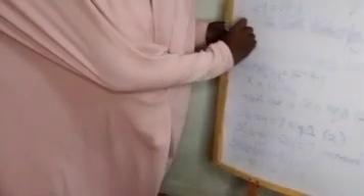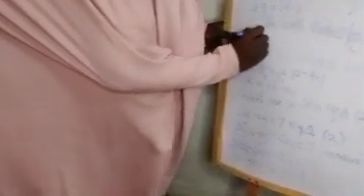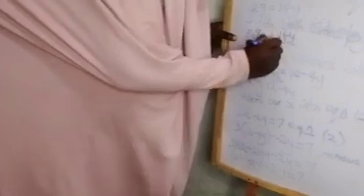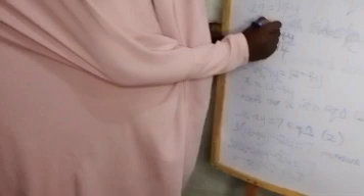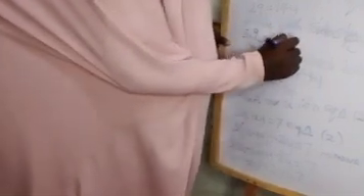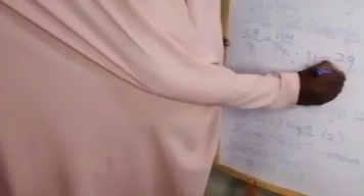Divide both sides by 14. So we have 29 all over 14 equals 14y all over 14. So 14 cancels 14. Therefore our y equals 29 over 14. Our y is equal to 29 over 14.